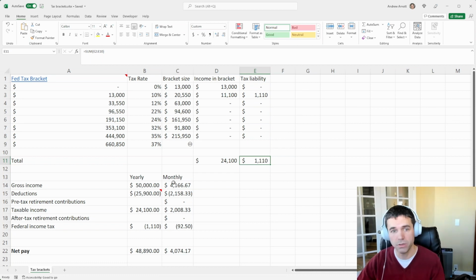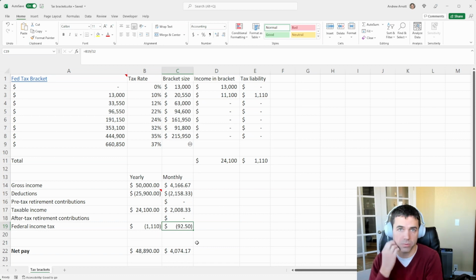Now, what does this do to your paycheck? Well, you were going to make $50,000 a year. That's your gross income. After taxes come out, you're left with $48,890 in a year. Monthly, you would have gotten a $4,100.66 paycheck. But your employer, I'm going to speak mostly in terms of being employed by an employer.